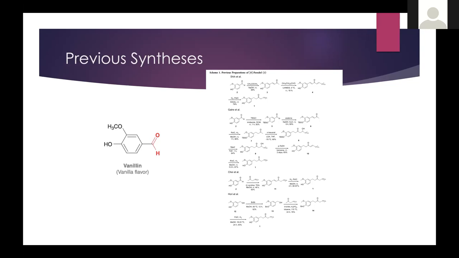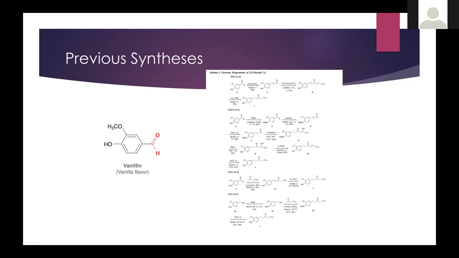The largest bump in yield was actually with Choi and colleagues, with 50% yield compared to the previous syntheses of 13 and 19% respectively. This synthesis had 2 reactions from vanillin. The first reaction used a Claisen-Schmidt condensation, which is a reaction in which a ketone or an aldehyde with an alpha hydrogen reacts with an aromatic compound when it doesn't have any alpha hydrogens. The next step was hydrogenating the double bond in the carbon chain with dihydrogen and palladium on carbon in methanol.